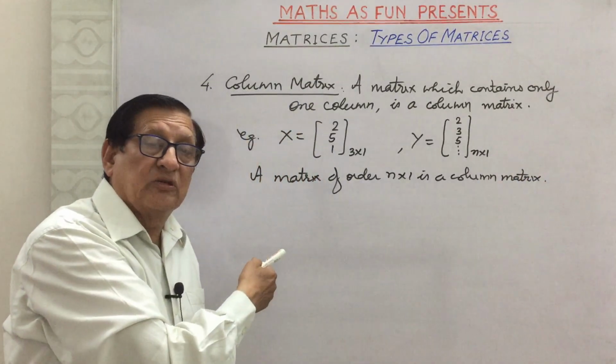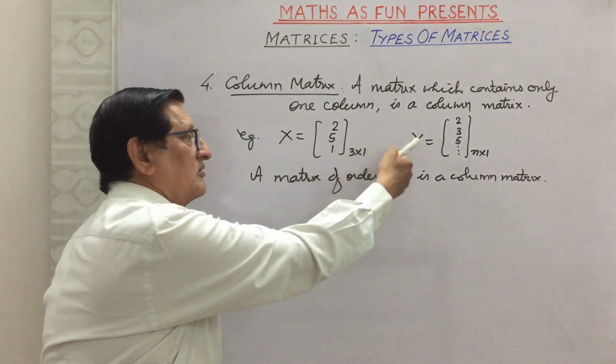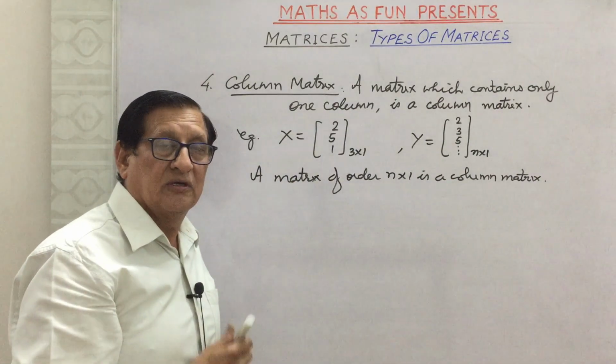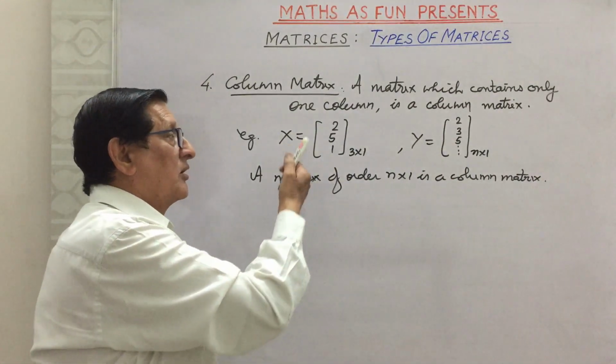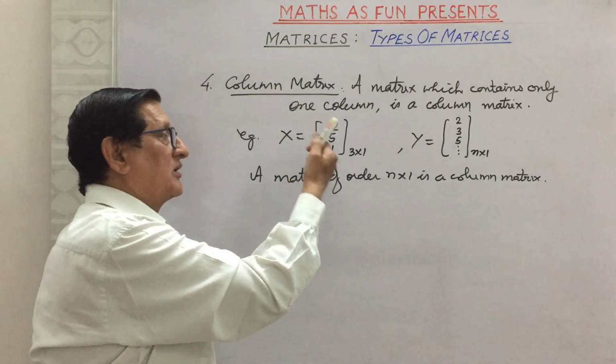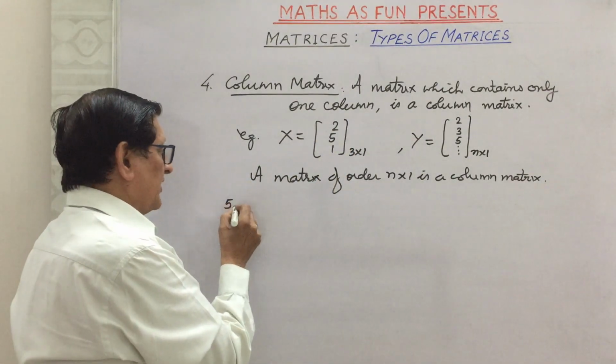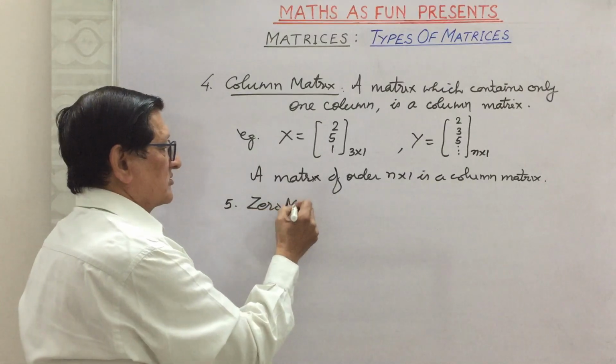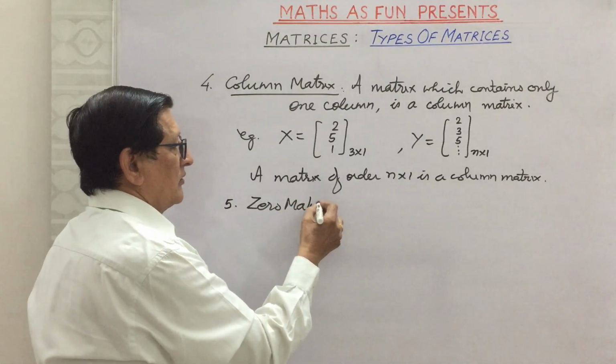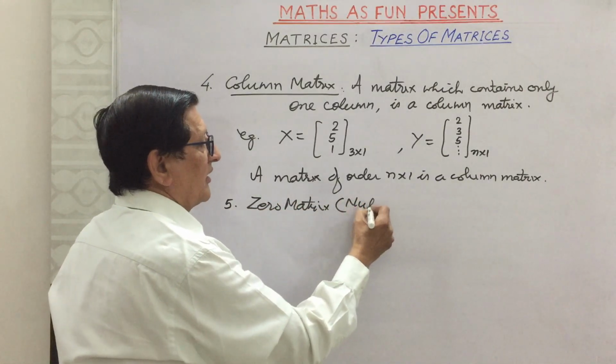And as per the definition of vertical matrix, do you find that this is also a vertical matrix? Yes, because the number of rows is greater than the number of columns. Next, fifth type we have is a zero matrix, or we call it a null matrix.